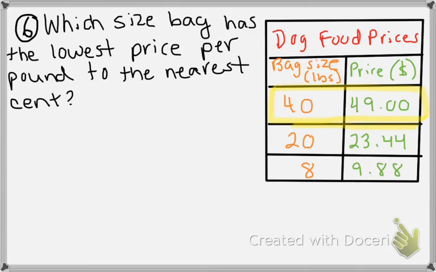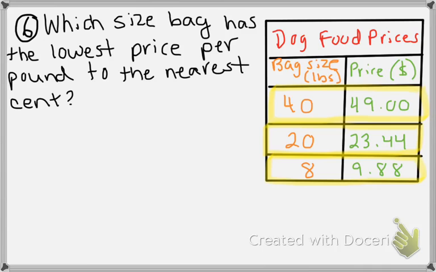So what they want us to do is they want us to take each of these and find out how much it costs per pound to the nearest cent. Okay, because when you go to the store, you're deciding, well, should I get the 40 pound? Should I get the 20 pound? Should I get the 8 pound? You want to get the most for your money. So that's why we're going to figure out how much it costs per pound for each of those. So let's start with the 40 pound.